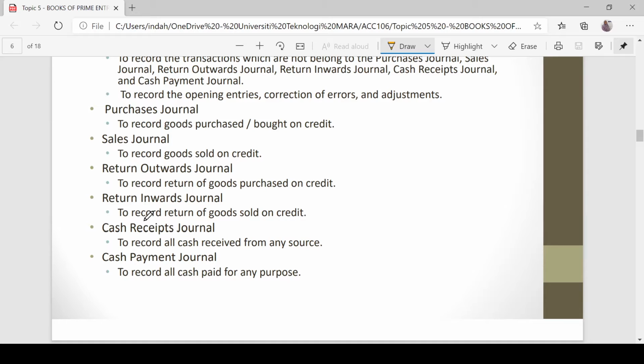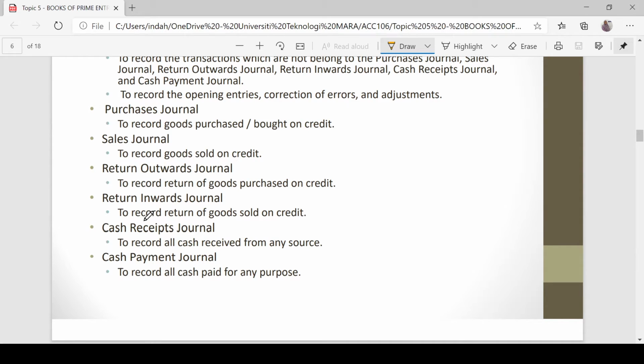For the cash payment journal, this is to record all cash paid for any purpose. It could be because you purchased goods using cash. It could be because you made a payment to your account payable. Previously you purchased on credit and then you make payment to your supplier or to the seller, so we record in the cash payment journal. It could be the owner took cash from the business, so we record in the cash payment journal because it records all cash paid for any purpose. It could also be the payment of loan or the payment of expenses.